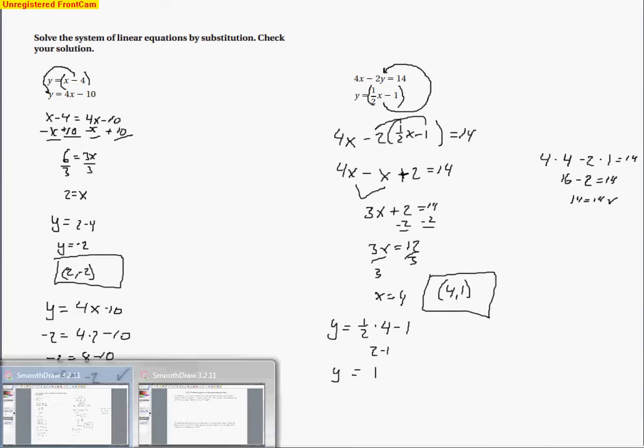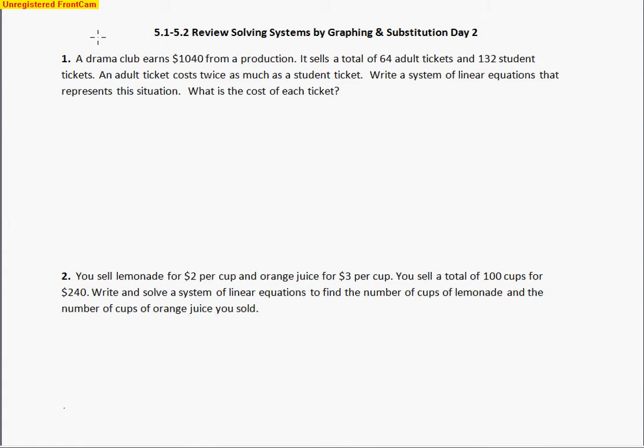Well, taking a look at the last type of problem, there's some word problems here. A drama club earns $1,040 from a production that sells a total of 64 adult tickets and 132 student tickets. And it says an adult ticket costs twice as much. So adult ticket equals twice as much as a student ticket, so it'd be like 2S. A would represent my cost of an adult ticket, and S equals the cost of a student ticket.